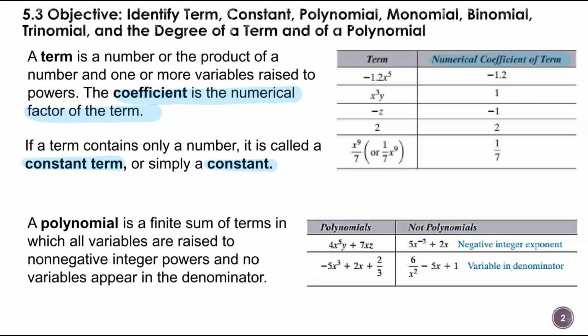Okay, so a polynomial is a finite sum of terms in which all variables are raised to non-negative integer powers and no variables appear in the denominator. If that were so, then they would not be polynomials. We've got some examples here that are polynomials, and then some that are not, because notice we have a negative 3 for an exponent on the x, and we have x squared in the denominator, so neither of those would be considered polynomials. They look similar, right? They do.